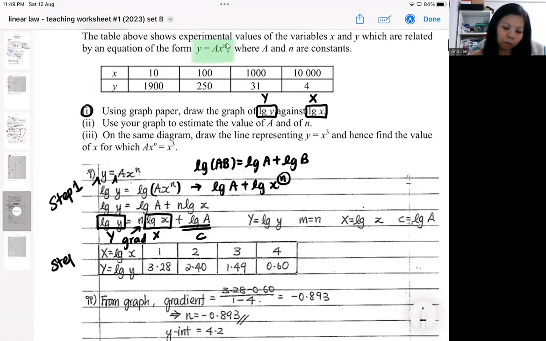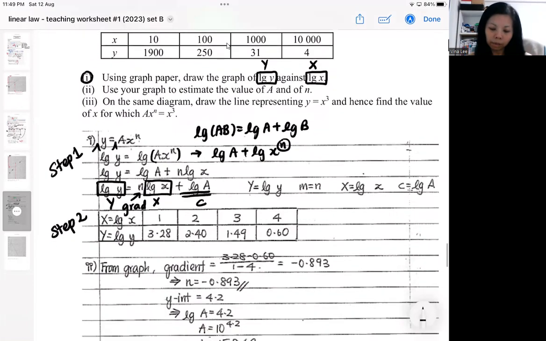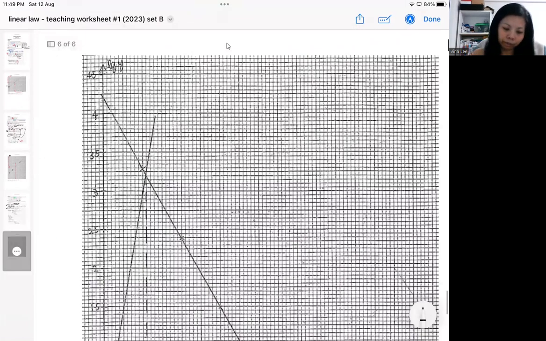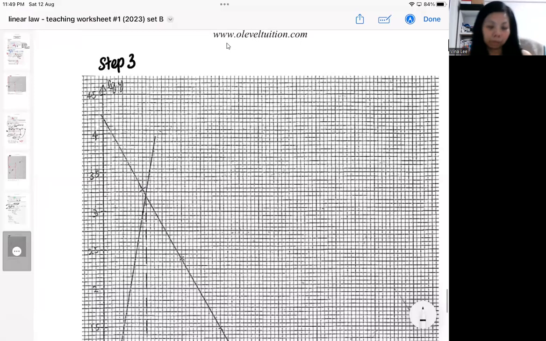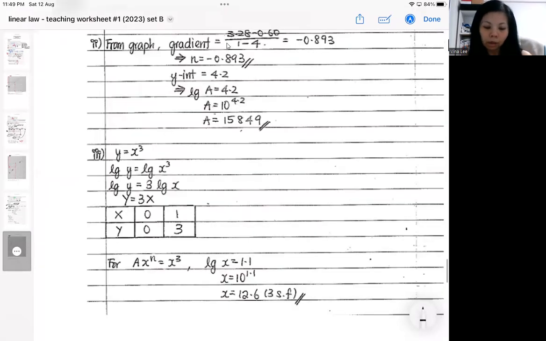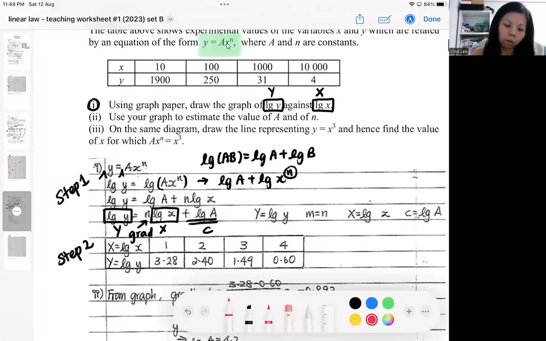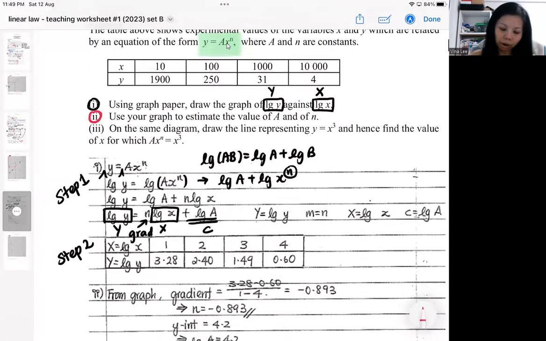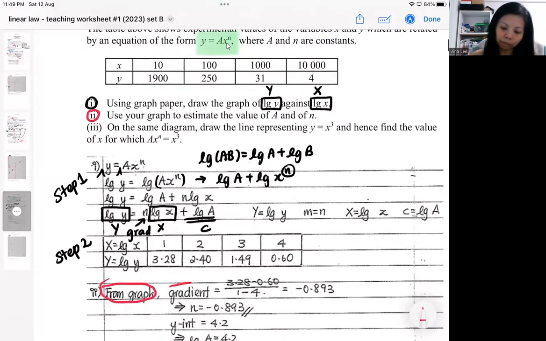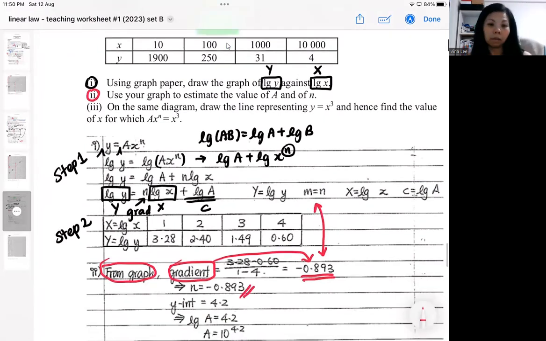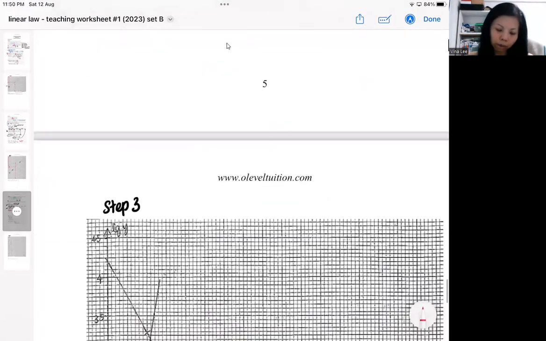Step 2, get the new table. Step 3, draw the graph. Then, now I will need to answer the question, how do I use my graph? So from my graph, I'm going to get the gradient. Get 2 points to calculate the gradient. And this gradient will tell you the value of N. So use your graph. From the graph, get your gradient. And from the graph, you also get the intercept.